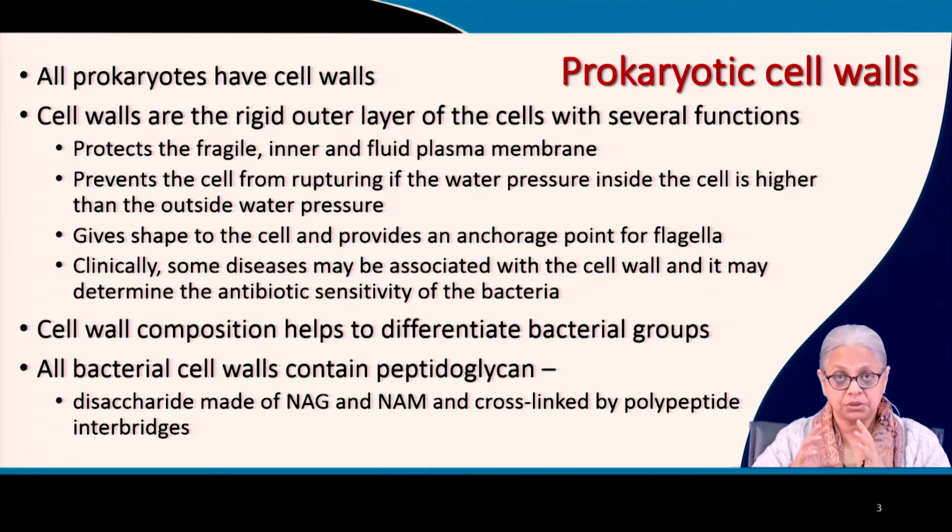So some interbridges are shorter and others are longer, and that gives identity to the bacterial species. So I would ask you to look into the textbook and look at the detailed diagrams of the peptidoglycan wall that is there in different bacterial species. So gram-negative, gram-positive bacteria have different levels of peptidoglycan in their cell wall, and the structure is different based on these polypeptide interbridges, but the building blocks are the same: NAG, NAM.